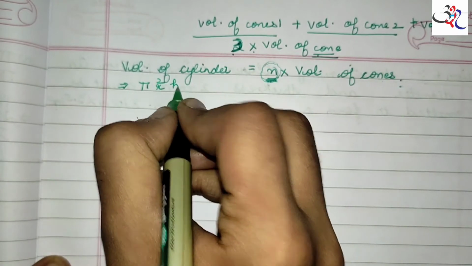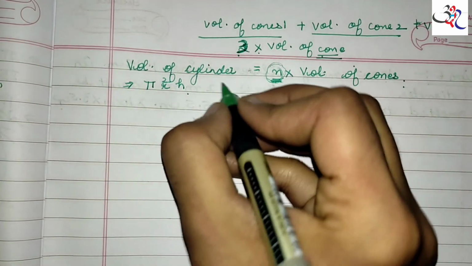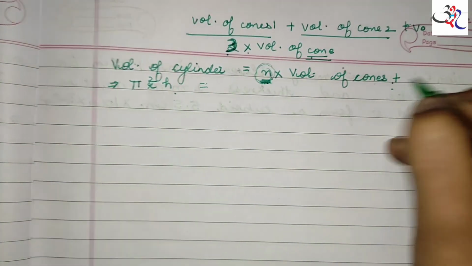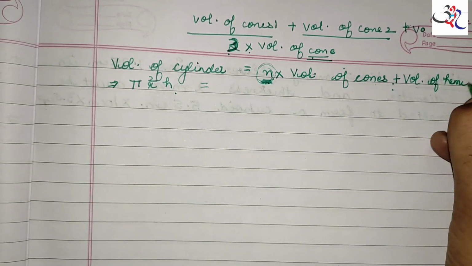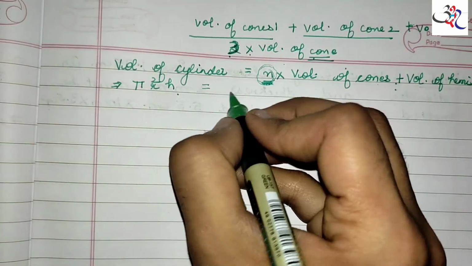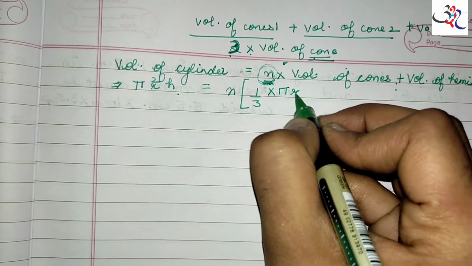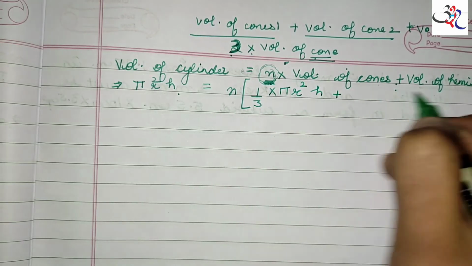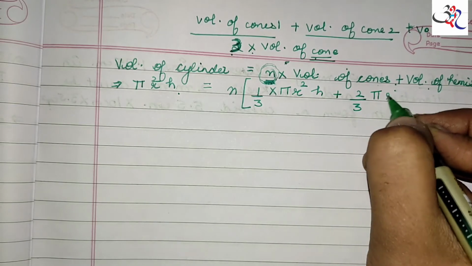Volume of cylinder is given by pi r square h, and this will be equal to n times the volume of the cone. And here also I have told you one more thing, that you have to take the volume of the hemispherical top also, right? So put the formula. Volume of the cone is what? Volume of the cone is 1 by 3 pi r square h plus the volume of hemisphere, which is 2 by 3 pi r cube.